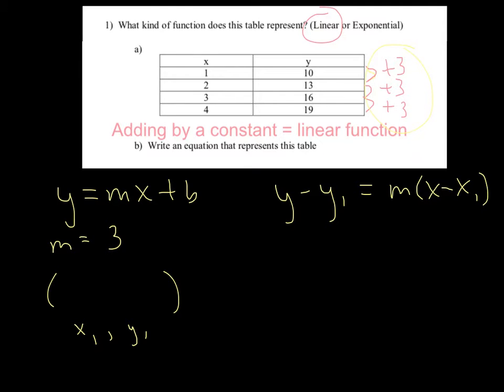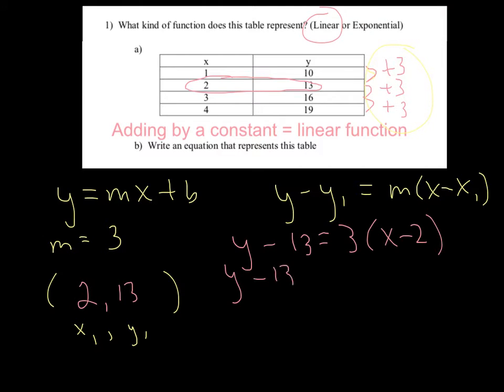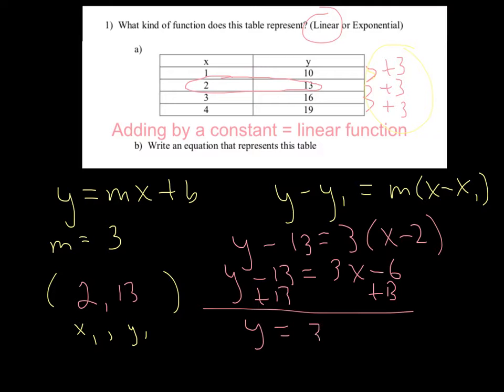If we pick any particular point, let's say we use this set of coordinates, 2, 13, then we have y minus 13 equals 3 times x minus 2. So that's y minus 13 equals 3x minus 6. Add the 13 to both sides, and for our final answer, we get y equals 3x plus 7.